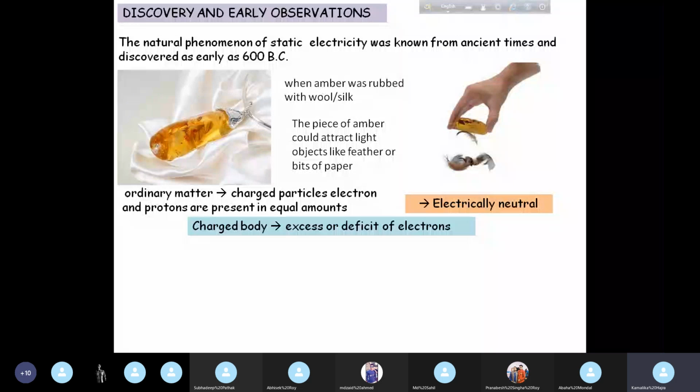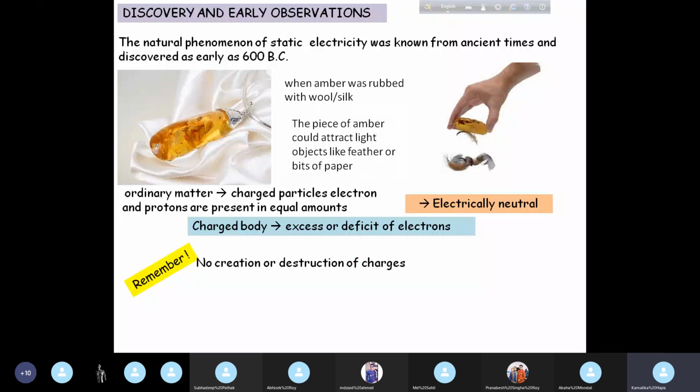Either there are more electrons than the normal number, or there are fewer electrons than the normal number. More electrons means it is negatively charged, fewer electrons means it is positively charged. But we must remember that in this process, there is no creation or destruction of charges. We must always keep in mind that the number of electrons in the universe is a constant. We cannot create or destroy charges.